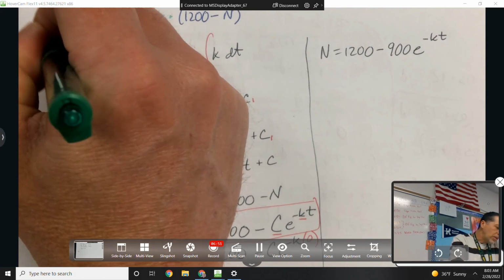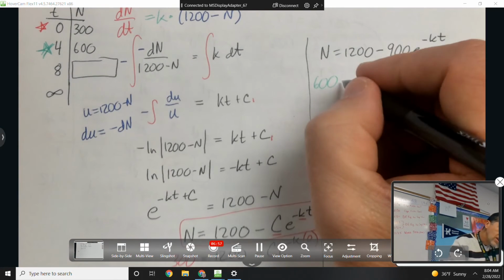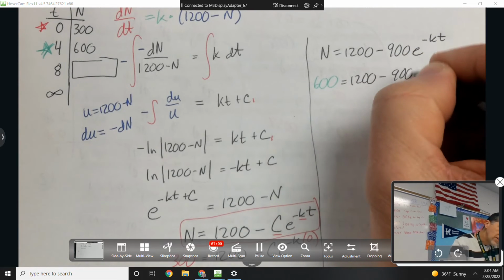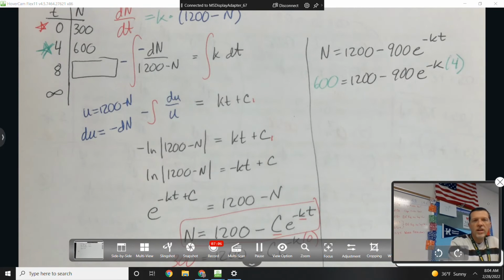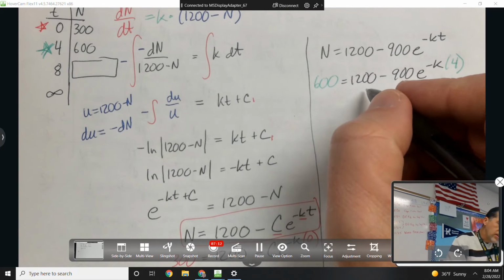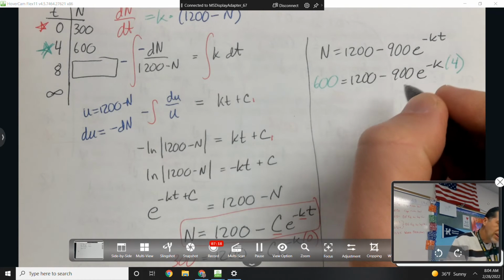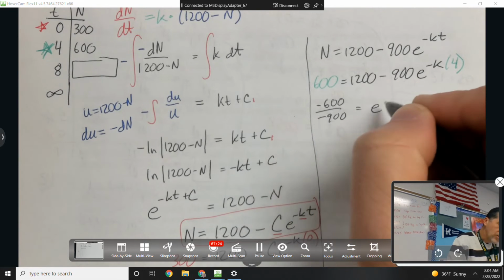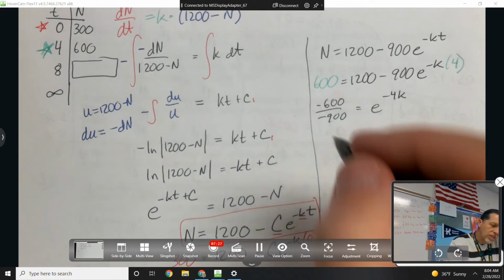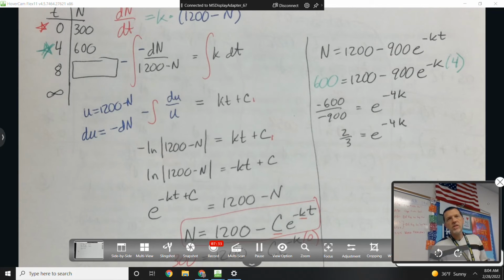Now let's use the second piece of information. 600 equals 1200 minus 900 e to the negative k times 4. So let's see, subtract 600 from both sides, then divide by negative 900. Which conveniently enough reduces quite nicely. 2/3.